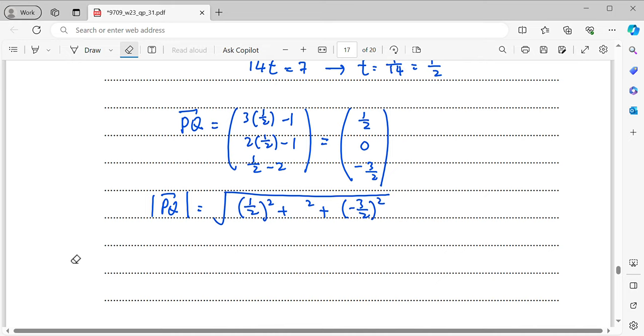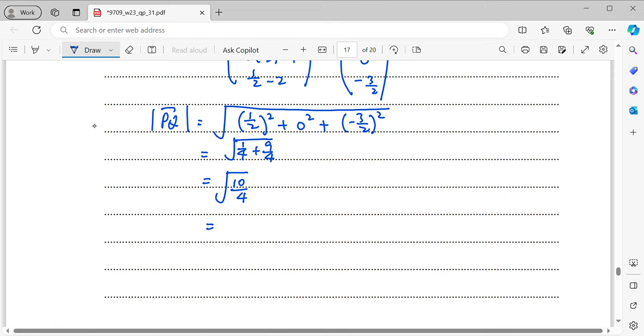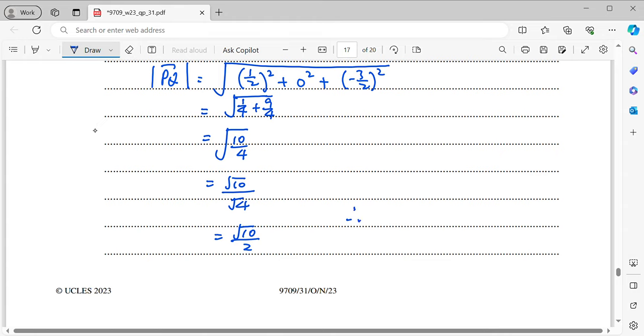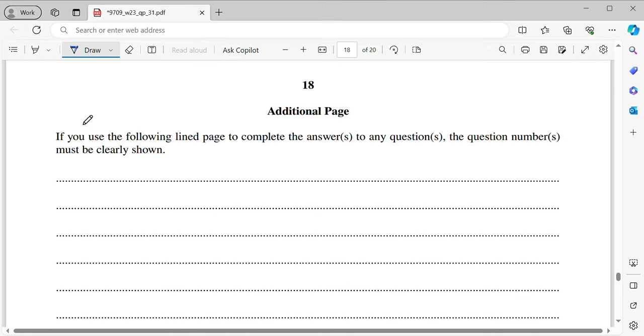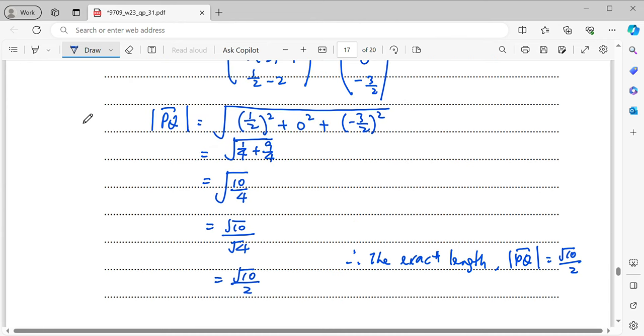Okay, then from here, you will get square root of 1/4 plus 9/4. So you will get square root of 10/4. Here I can split it into 2 square roots. It will be square root 10 over square root 4. Then at last, it will be square root 10 over 2. So from here, I will just write down the exact length. Modulus PQ equals square root 10 over 2. So with this, we have completed the whole paper, right?